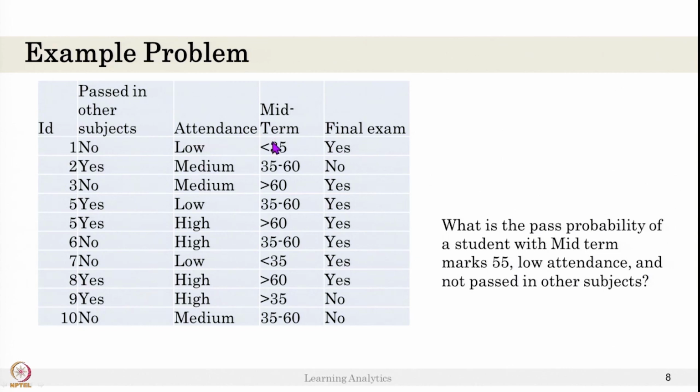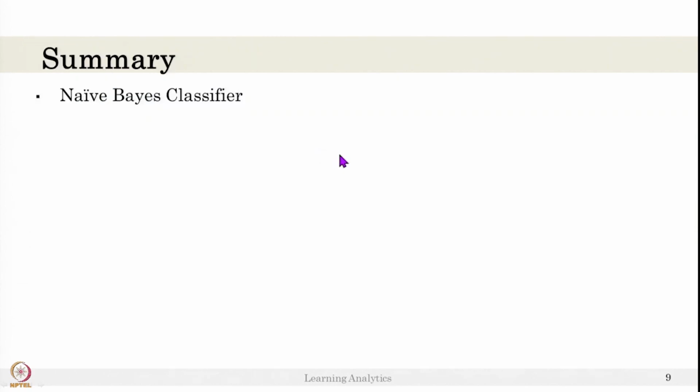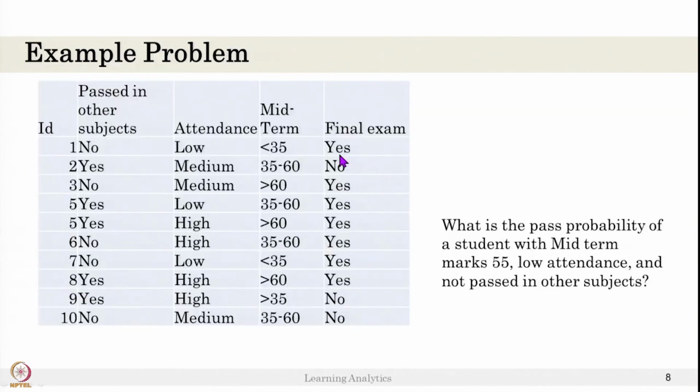Then you have the midterm marks, also categorized into less than 35, 35 to 60, or more than 60, that is 3 bins. Given these values x1, x2, x3, we want to predict y, that is, will the student pass in the final exam or not. If he passes, it is yes; if not, it is no.